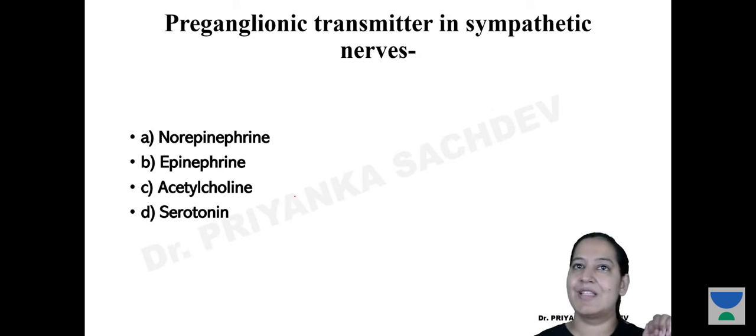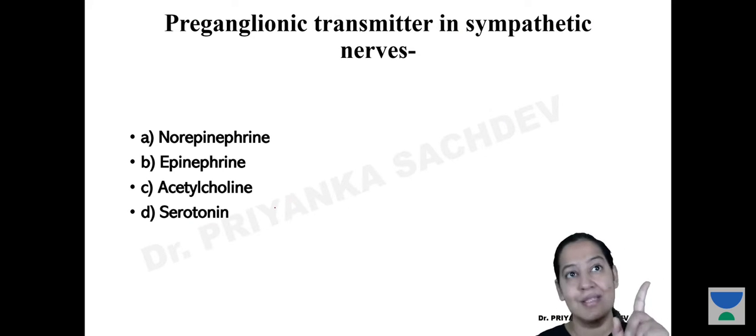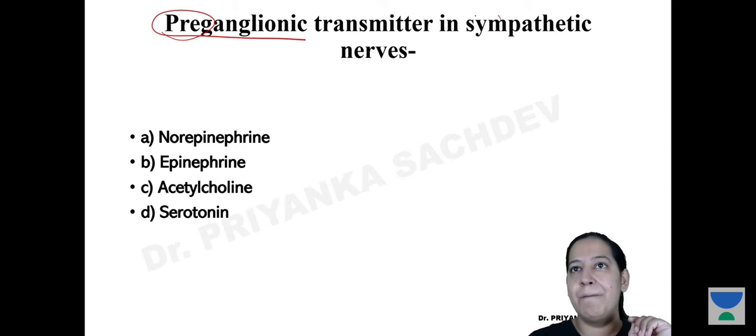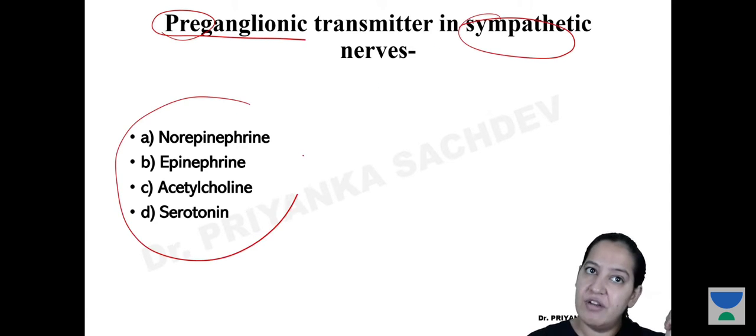So this is the next question. It is a tricky one. Don't rush. This is a tricky one. So I am asking about preganglionic fibers in sympathetic nerves: they secrete which neurotransmitter?